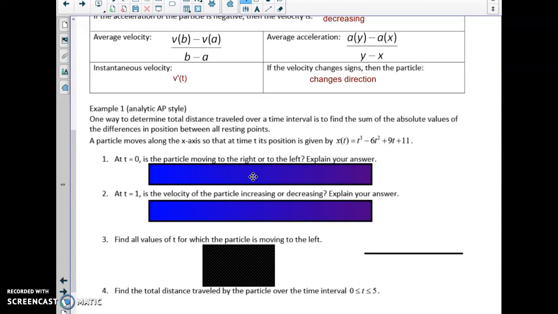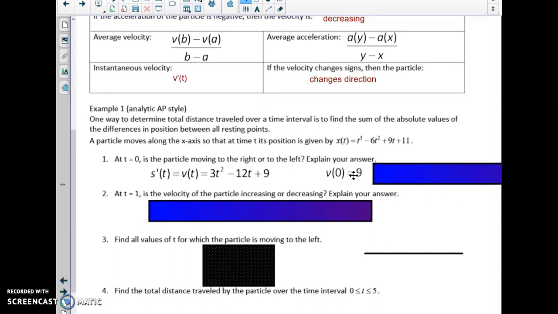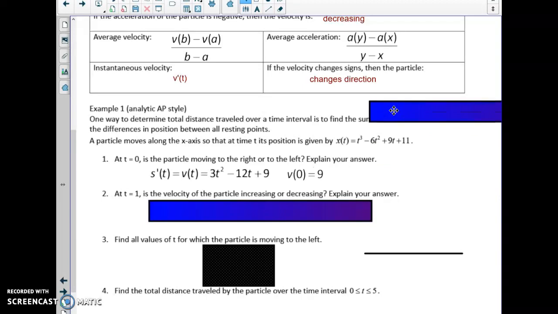So we first need to find the velocity, which would be the derivative of this thing. It's just a simple power rule. So we're going to find the derivative of that position. I did call it S, sorry. So there's our derivative right there. And the question is, at time equals 0, is it moving to the right or the left? Well, I'm going to substitute 0 in for the velocity, and I find that the velocity is 9. So therefore, the particle is moving to the right.